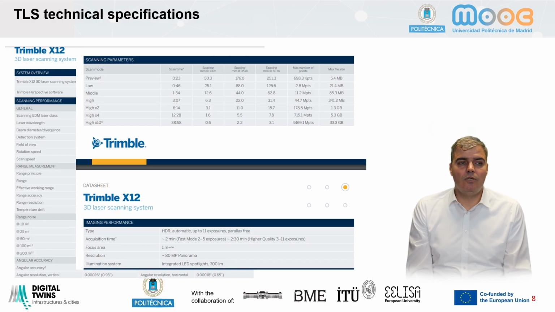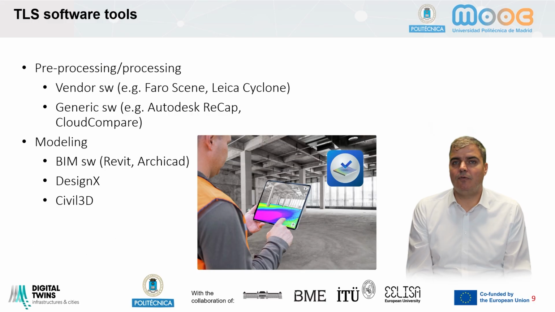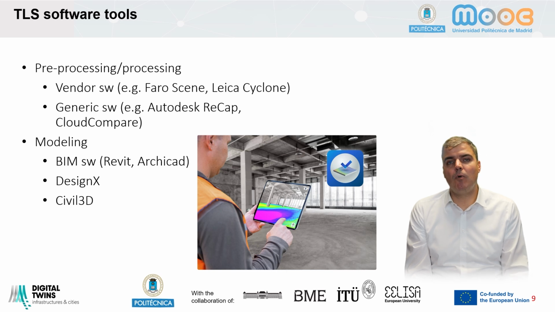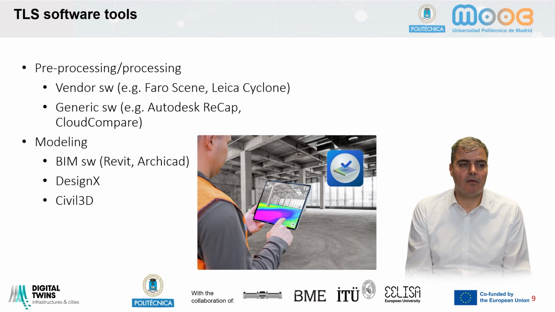Okay, in case of the tools, we need tools for pre-processing and processing. There is vendor software, for example, Faro Scene for the Faro scanner, Leica Cyclone for the Leica scanners. There is generic software, for example, Autodesk ReCap or CloudCompare, widely and generally used point cloud processing software. But if you want to make a product from the point cloud, you need modeling software like BIM software, Revit or Archicad, or DesignX for more sophisticated point cloud definition, or for different applications, even like road or railway construction, you can use Civil 3D from Autodesk.